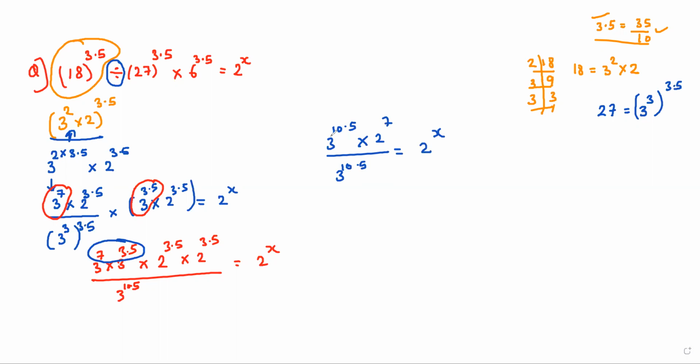Now if you see this, 3 to the power of 10.5 and 3 to the power of 10.5 will get cancelled. 2 to the power of 7 is equal to 2 to the power of x. So the value of x is equal to 7. How many of you got 7? Sir, for me. Okay, good, good. Keep doing it. You can copy it down now.